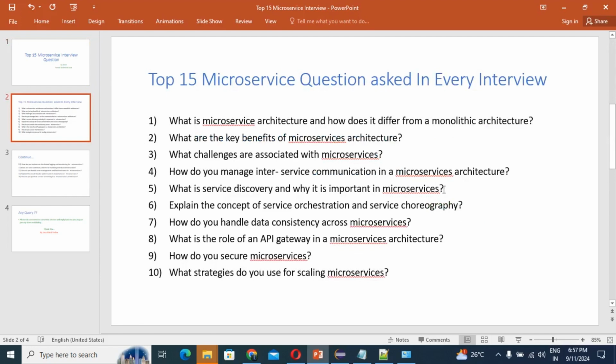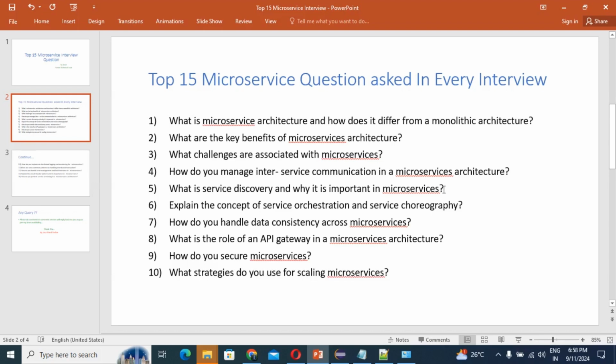So the first question: what is microservice architecture and how does it differ from a monolithic architecture? When the interviewer asks this question, they will expect you to say why we need microservice architecture if we already have monolithic architecture. So first you need to know the exact difference and tell it to the interviewer. Only then can they be convinced by your answer. That is the most important question for any microservices interview.